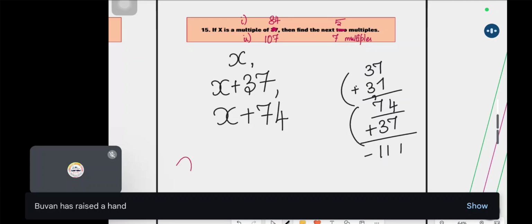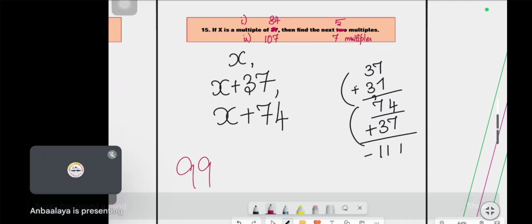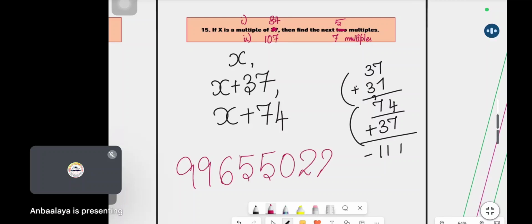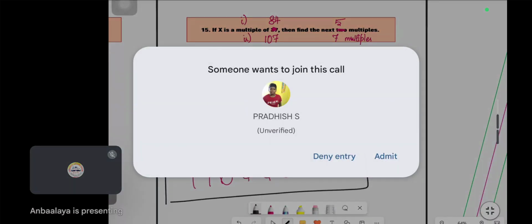Bhuvan, what is your doubt? Ma'am, will the class be conducted daily? Can you ask one more time? Ma'am, will the class be conducted daily? Your live class date will be given to you. Your live class will be conducted once a week. Yes, ma'am. Thank you, ma'am.